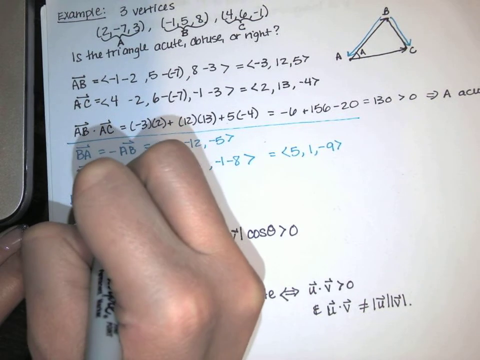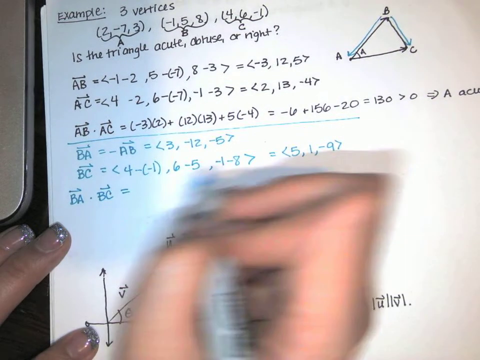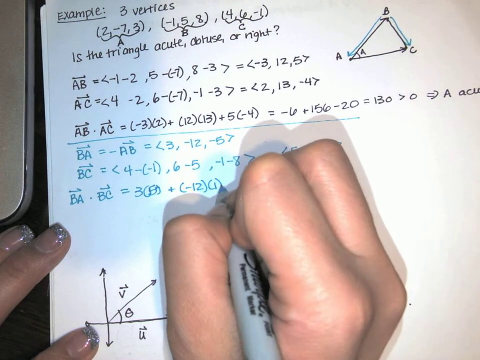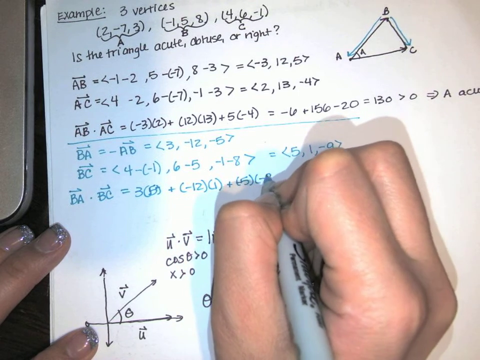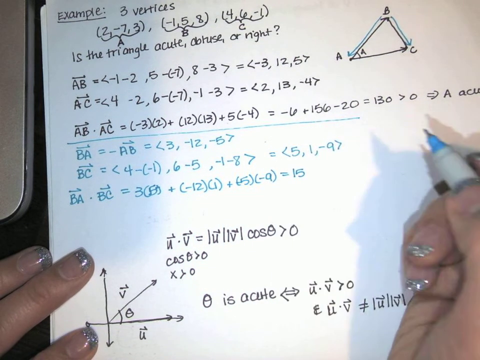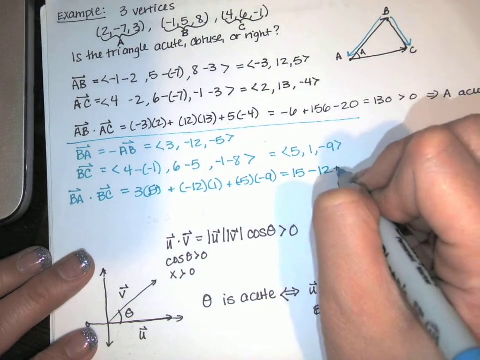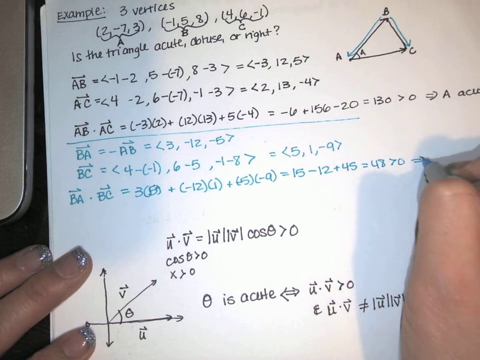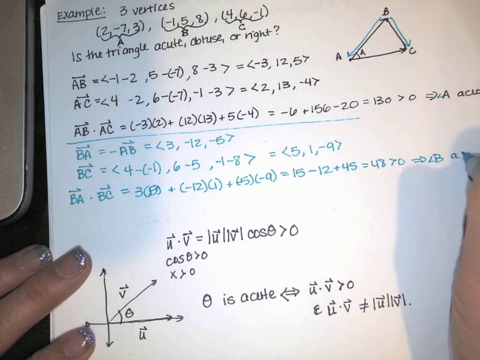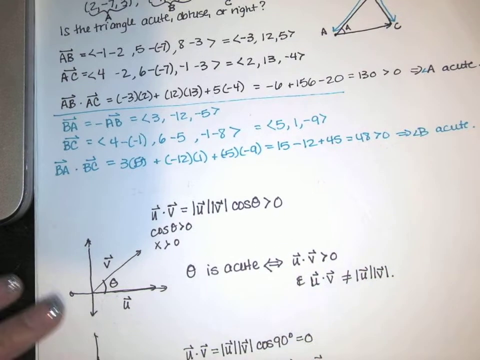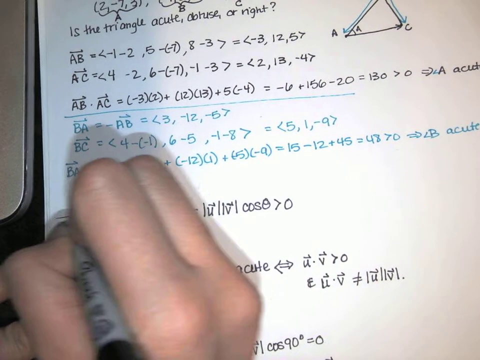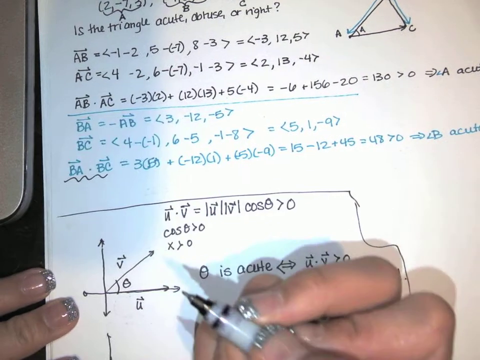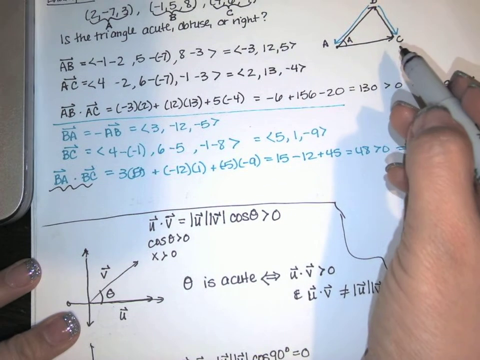BA dotted with BC, that's 3 times 5, plus -12 times 1, plus -5 times -9. We've got 15 minus 12 plus 45. So that's 3 plus 45 is 48. 48 is positive, so angle B is acute. All right, so I guess we do have to check all three because the first two are acute. If either one of those was right or obtuse, we would get to stop. But now we've got to do the angle at C.